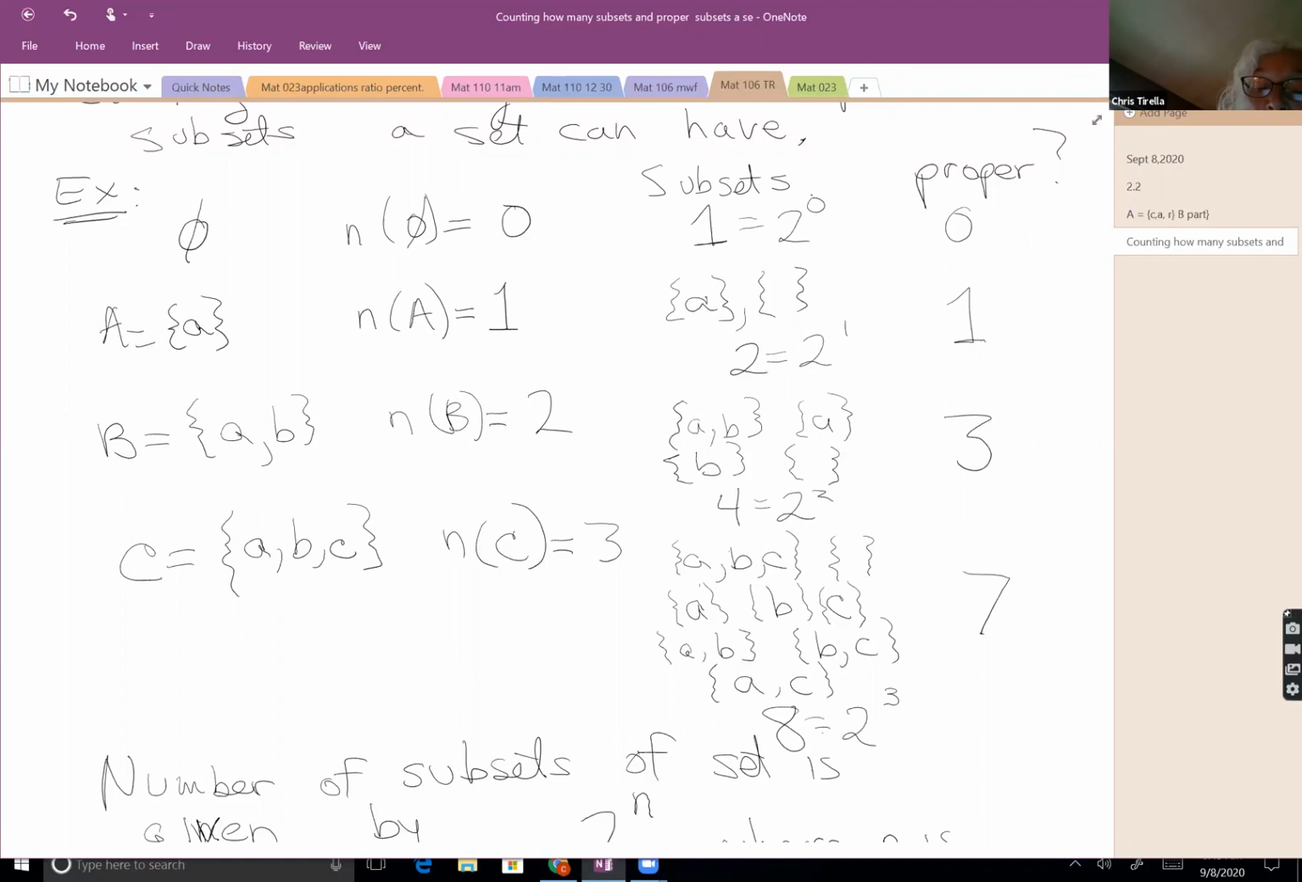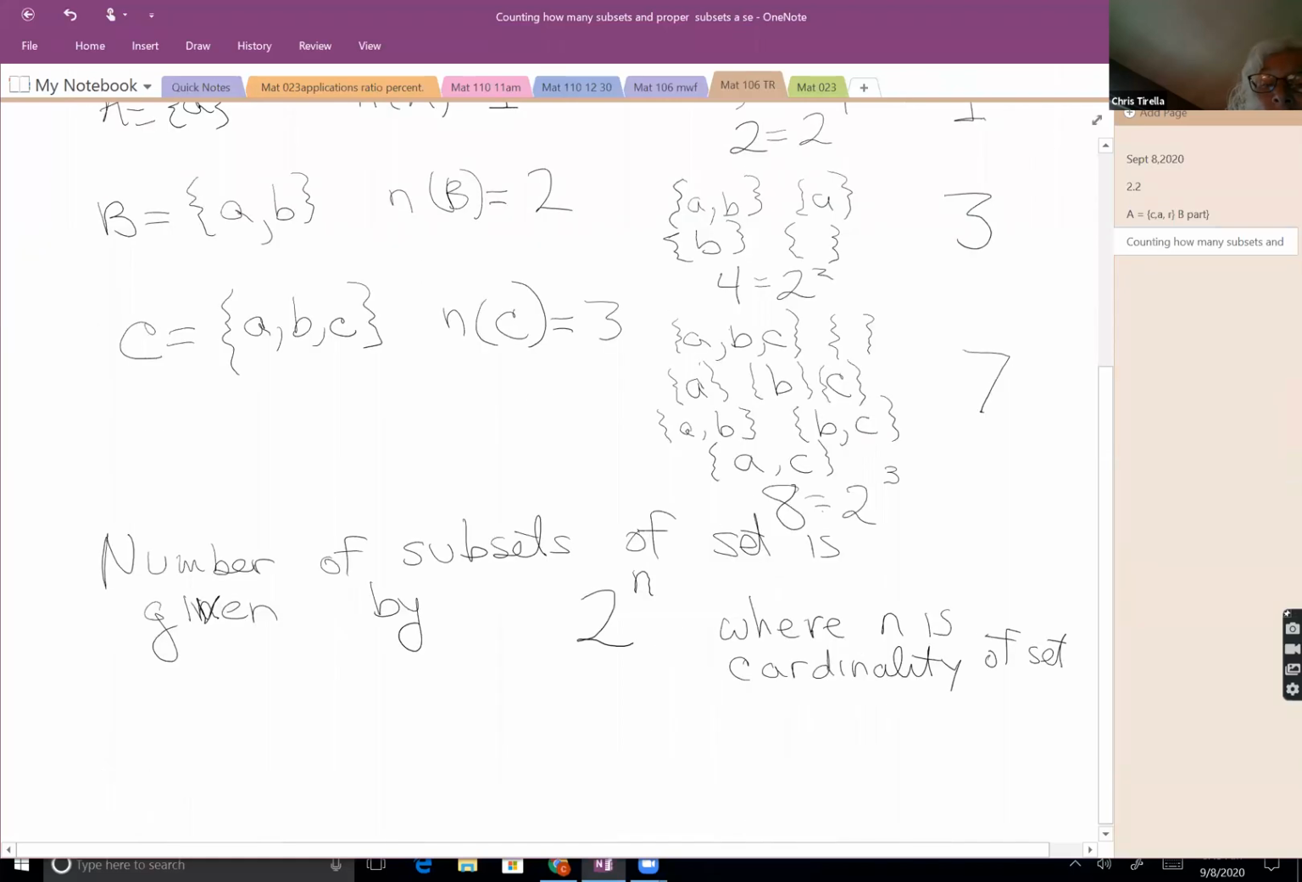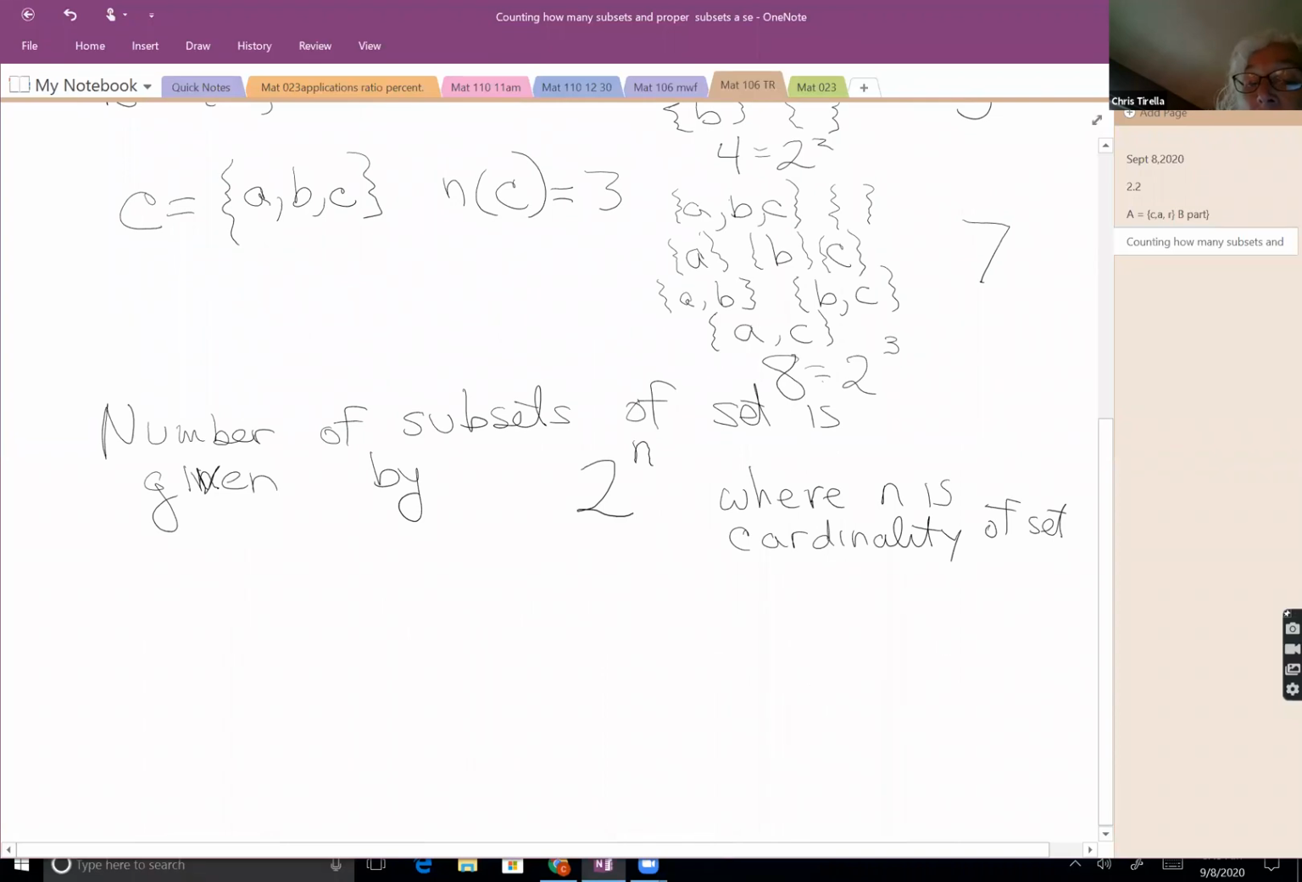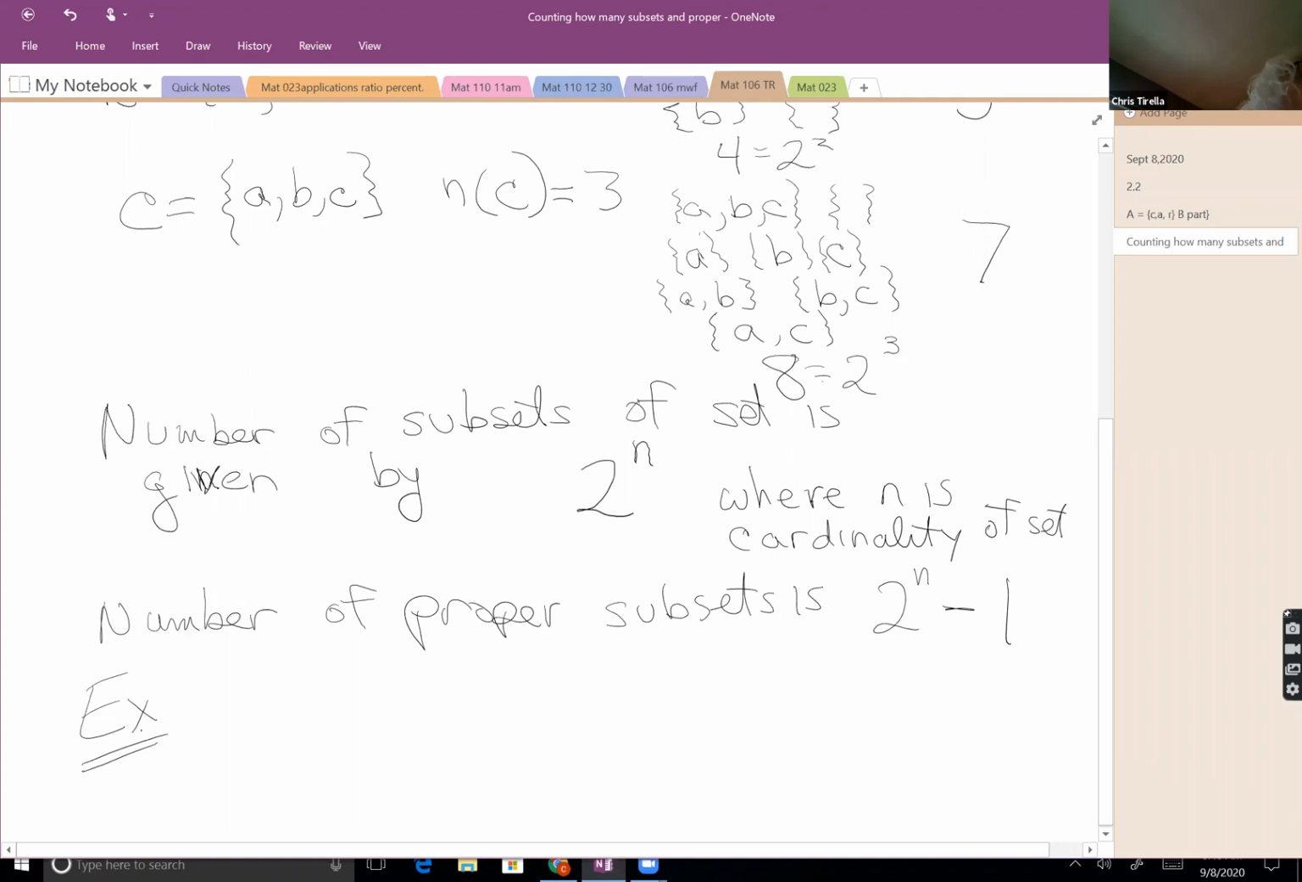Now, I'd like to compare the number of subsets to the number of proper subsets. 8, 7, 4, 3, 2, 1. Do you notice that the number of proper subsets is always 1 less than the number of subsets? So the number of proper subsets is 2 to the n, take away 1. That formula is useful if you're asked to list how many subsets a set has. It gives you an idea as to how many things ought to be in your list.